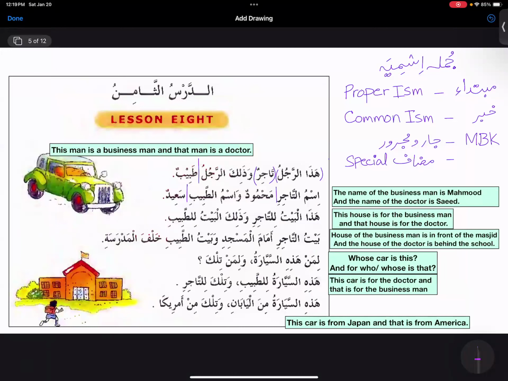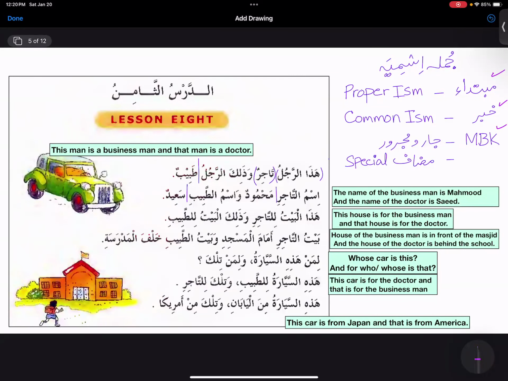Okay, so now moving on to jumla ismiya. Our sentence starts with an ism, and we call it jumla ismiya, right? In jumla ismiya, we can look at three things: there is going to be a mubtada, there is going to be a khabar, and there can be MBK.